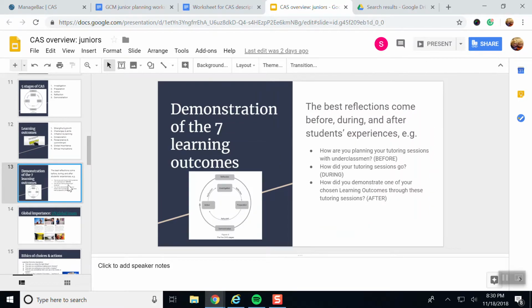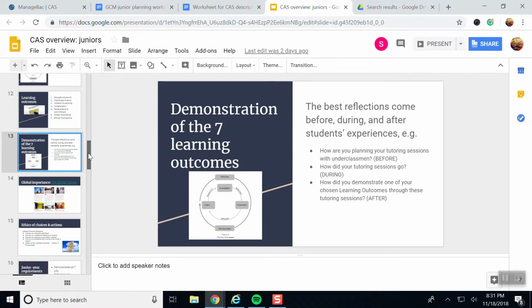The idea is that you guys are going to reflect, and you're doing that before, during, and after all of your experiences. So here are some ideas. How are you planning your tutoring sessions? That's a before reflection. How did your tutoring sessions go? That would be during, it's the action. And then here, how did you demonstrate one of your chosen learning outcomes? That's after. So you're always going to be reflecting. And the best portfolios are going to have multiple written or recorded reflections, along with maybe some videos or some other evidence and pictures of what you're doing.